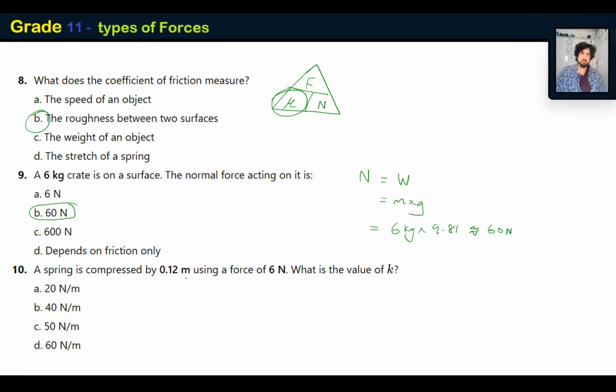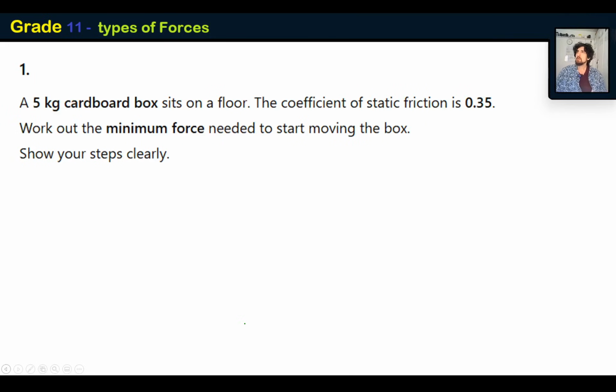A spring is compressed by 0.12 meters. How are we doing for time? Okay. A spring is compressed by 0.12 meters using a force of 6 newtons. What is the value of k? Right. So once again, F = k delta L. We've got F is 6 newtons, and delta L is 0.12 meters. Remember, this has to be in meters. Always. 6 divided by 0.12, so that is 50 newtons per meter. Okay, hope that wasn't too hard. Let's go to some questions.